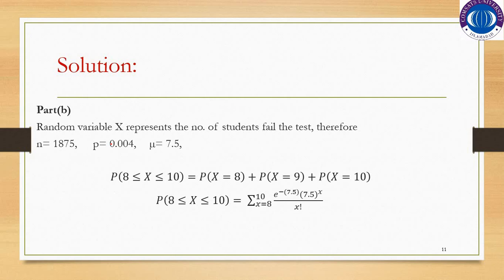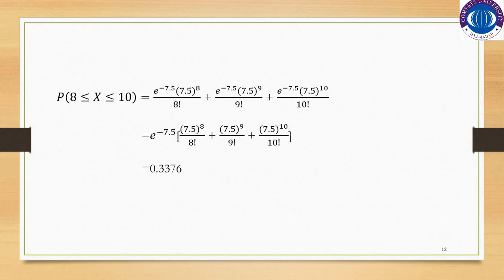which is the mean of the binomial distribution and parameter of the Poisson distribution, as we are approximating by Poisson distribution when n is very large and p is very small, and here n is 1875, which is quite large, and p is 0.004, which is very small. So by substituting the values and simplifying it, we will get the probability 0.3376.